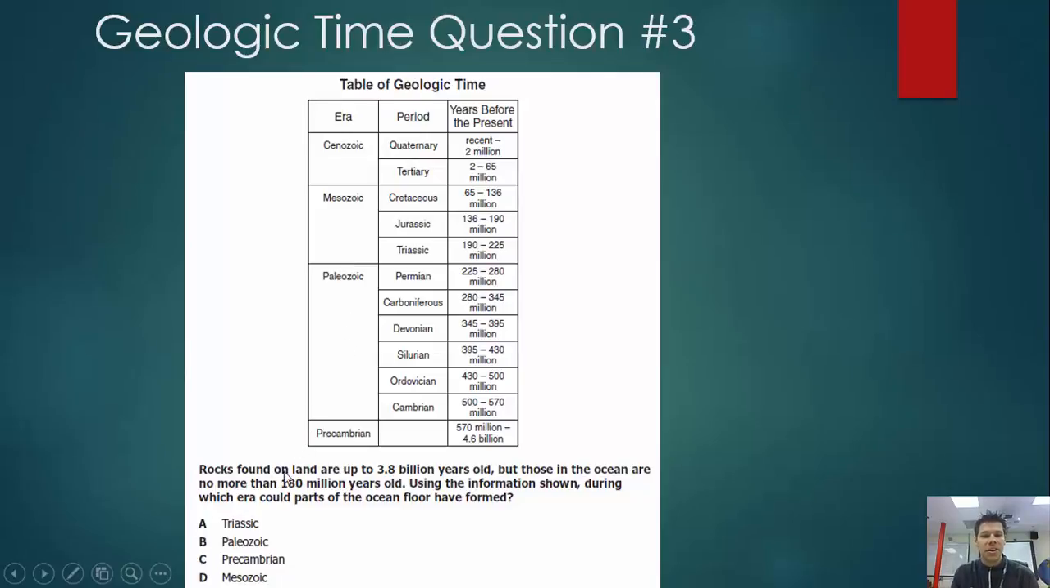So our best answer here is not the Triassic period, because number one, Triassic period was over 190 million years ago, and number two, the Triassic is a period, not an era like the question asked. The Paleozoic, that's way too old. The Precambrian, way, way too old for seafloor, current seafloor. So the answer is D, the Mesozoic era.